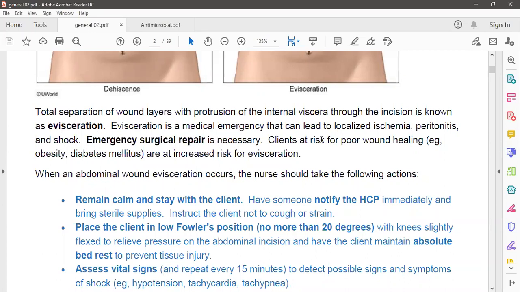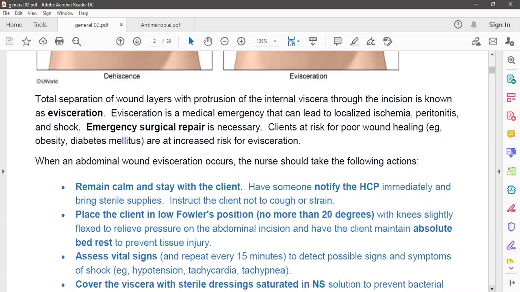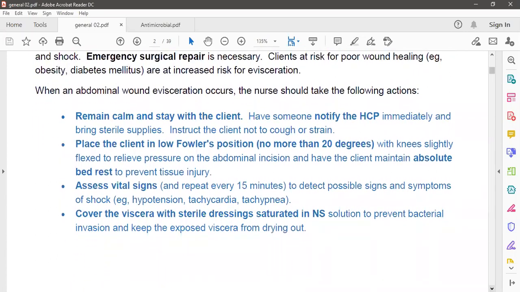The client is at risk for poor wound healing. So who is at risk of developing poor wound healing? Those who are obese, those who have diabetes. If you go back to the clinical scenario, the patient is obese and has a history of diabetes mellitus, right? So they are already at risk. What other education objectives can we learn from this question?